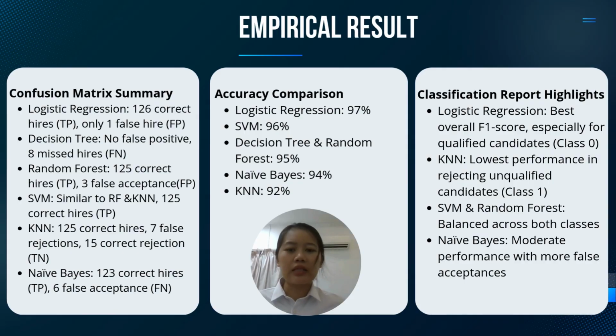The classification report highlights that logistic regression achieves the highest F1 score, especially for hiring decisions, which is class 0. It retained most qualified candidates with fewer errors. On the other hand, KNN records the weakest performance in rejection accuracy, which is class 1, indicating that it struggles to identify unqualified candidates. Overall, logistic regression stands out as the most reliable and accurate model.